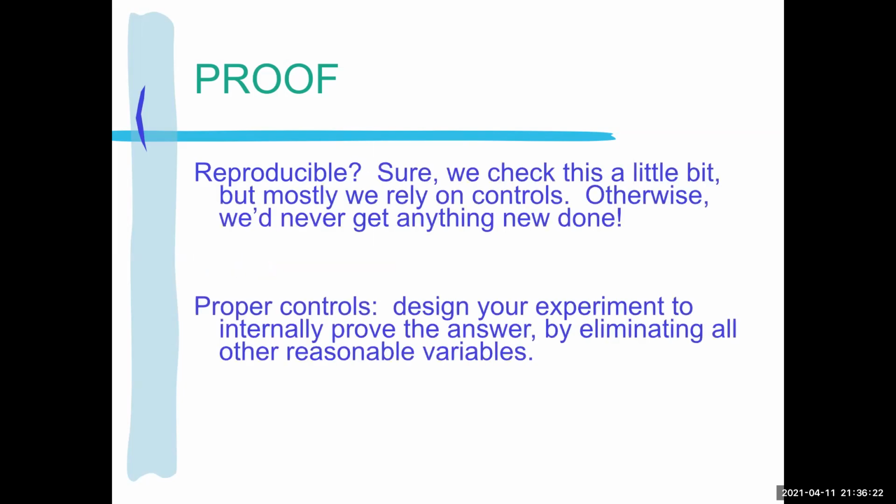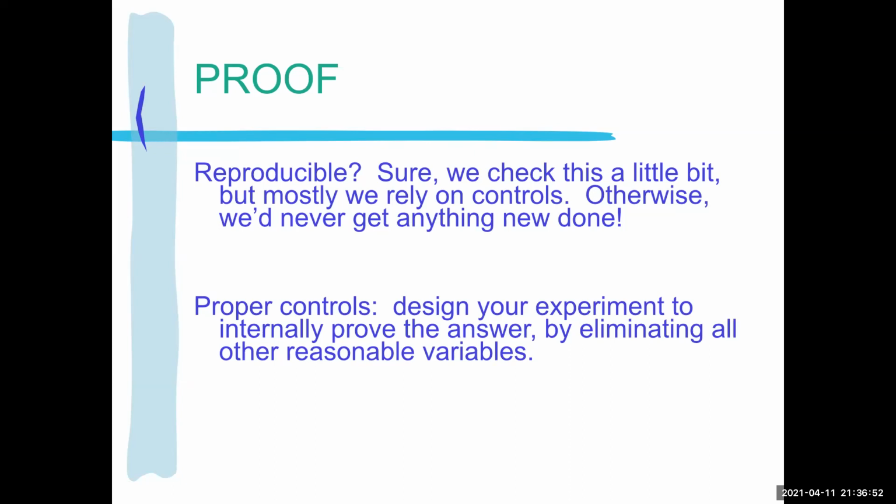And so the way that we prove things is by setting up the experiment with proper controls. So it's when you design your experiment to internally prove the answer. So within your experiment, you're going to get the truth out because your experiment will sort of self-report the truth. Mostly, if you're looking for a cause and effect, you're asking the question, what else could cause that? Is there another possible cause?